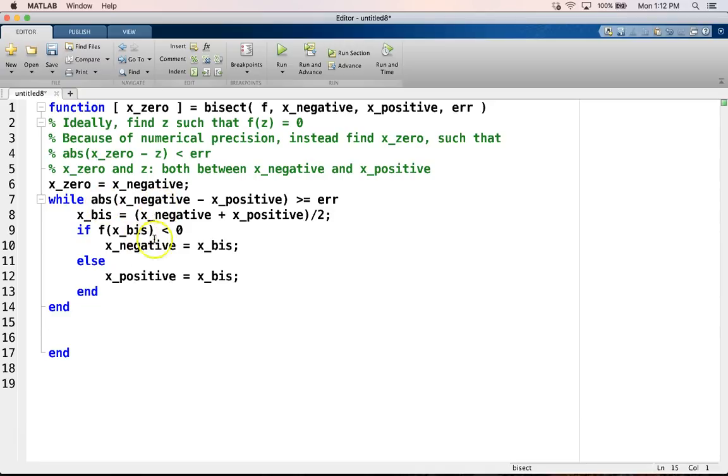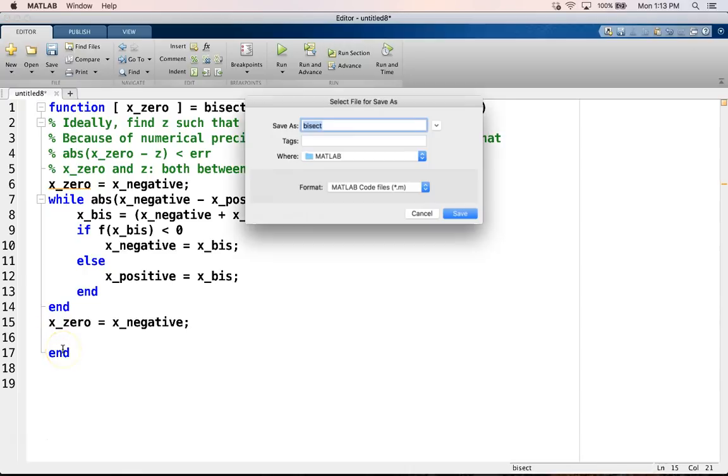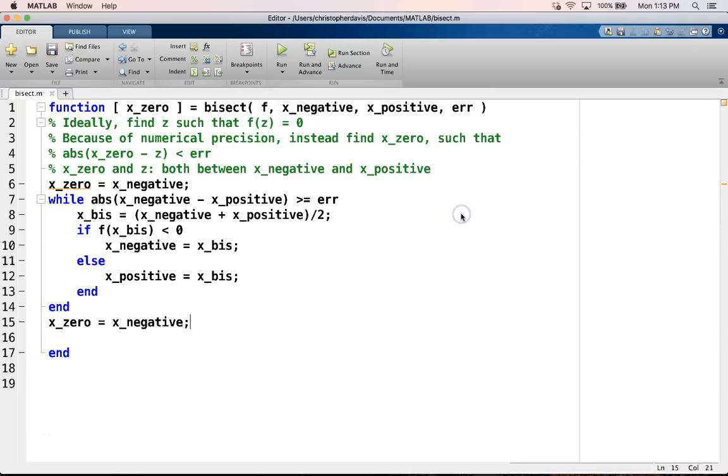Then once this while loop is done, so once it's squeezed the bounds down to something that's smaller than ERR in width, then I can just choose anything. Let's choose x negative. And then that's what I return, this x negative. So let me save it. I'll call it bisect. And let's test it out.